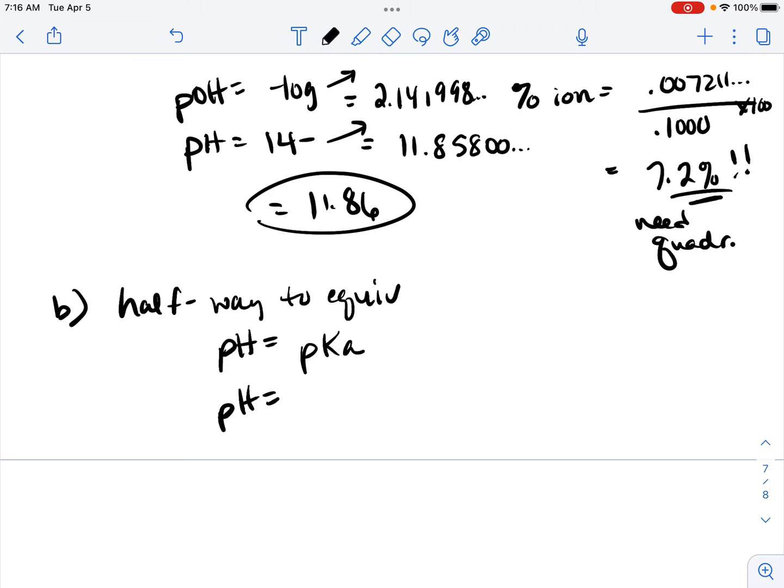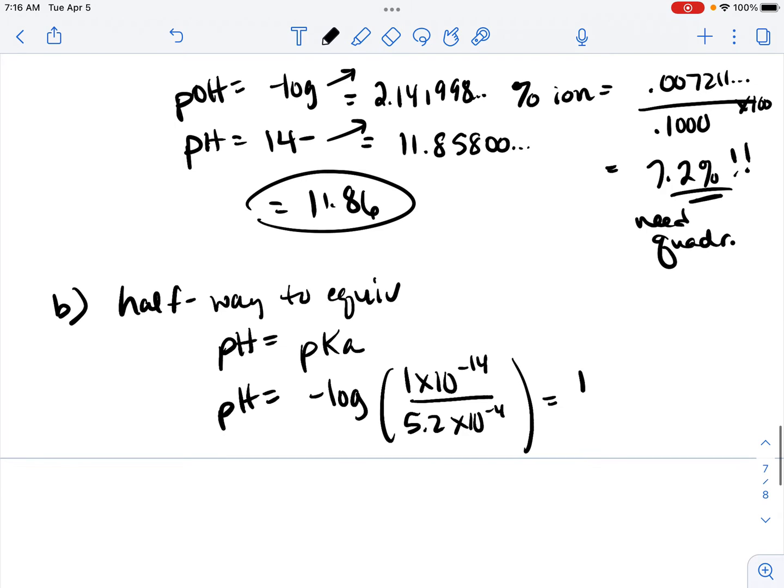So pH equals, now I don't know pKa, so I need to do the negative log of 1 times 10 to the negative 14th over Kb, which was 5.2 times 10 to the negative 4th. And that gives me 10.716003, which I'm going to round to two significant figures from the Kb, which will be 10.72.